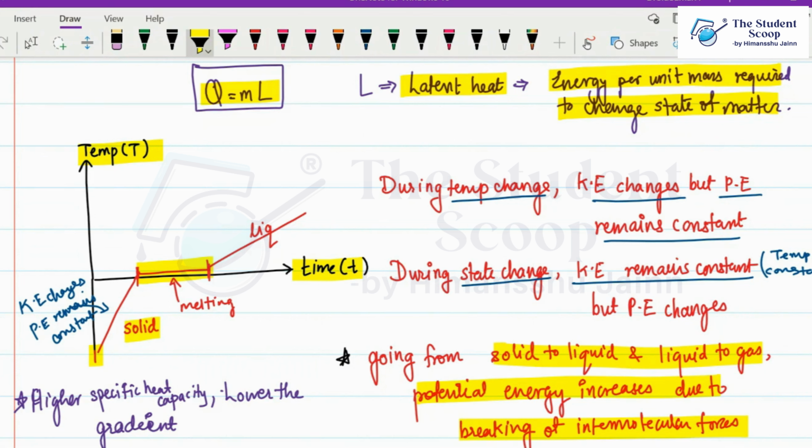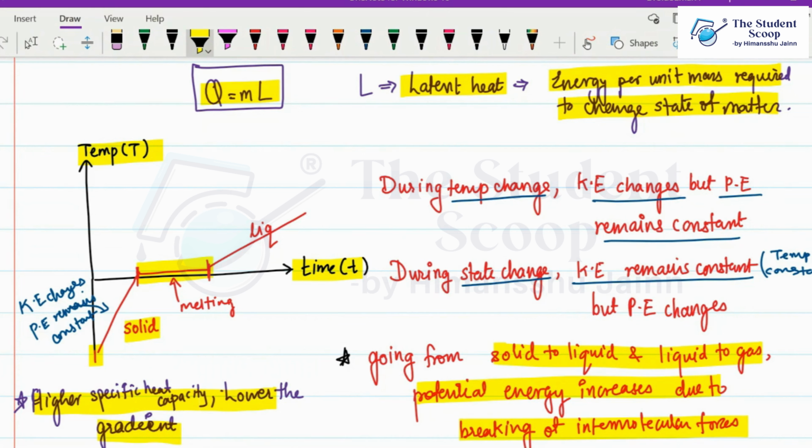Okay. Then we need to also understand the gradient of this solid or liquid graph. When the temperature is changing, the gradient of this graph defines something very important. The gradient of this graph is related to specific heat capacity. Okay. The higher the gradient, the lower the specific heat capacity; the lower the gradient, the higher the specific heat capacity, is what we observe. So let's say liquid has a higher specific heat capacity. It will have a lower gradient. Why will it have a lower gradient?